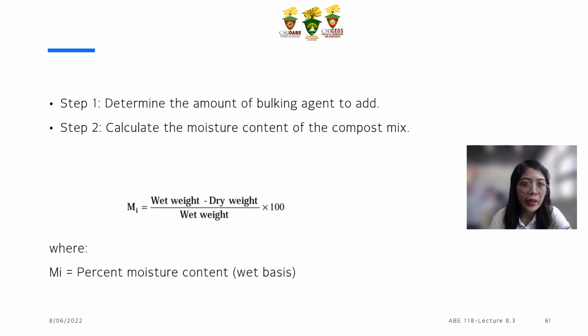So we have here the steps in design, following the mixture design process flow chart. First, step 1 is to determine the amount of bulking agent to add. So the process normally begins with determining whether or not a bulking agent is needed. The addition of a bulking agent is necessary if the raw waste cannot support itself, or if it does not have sufficient porosity to allow internal air movement.